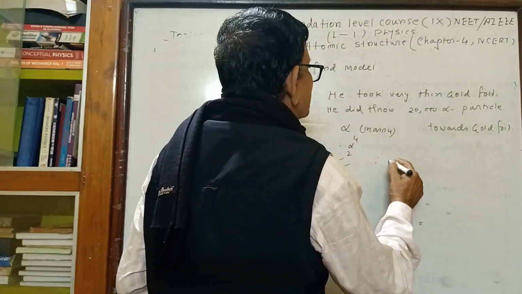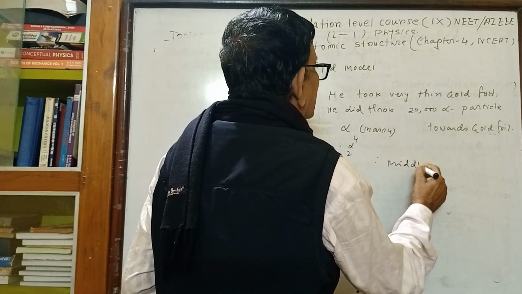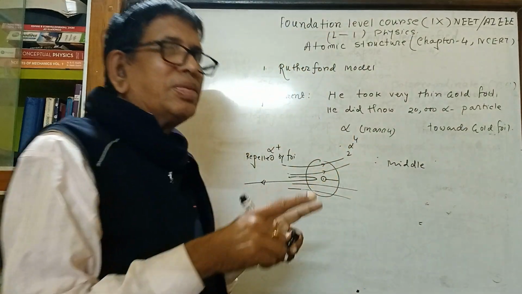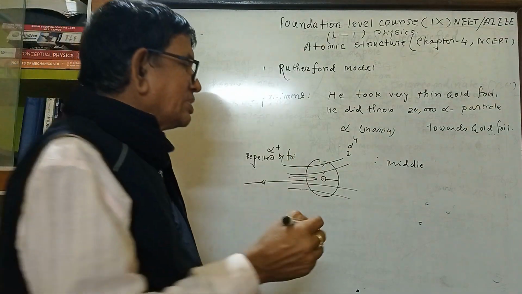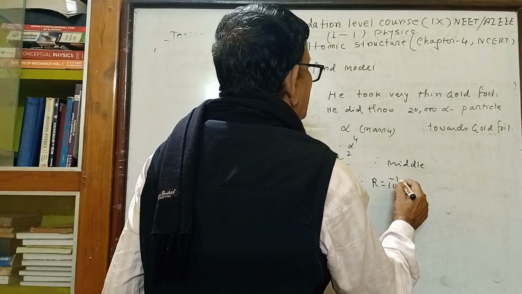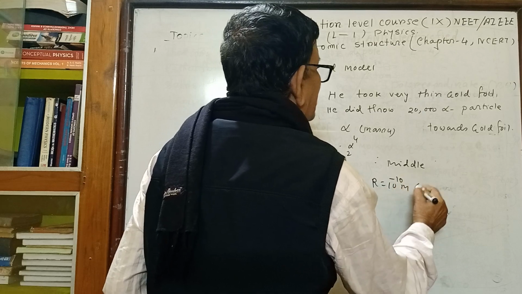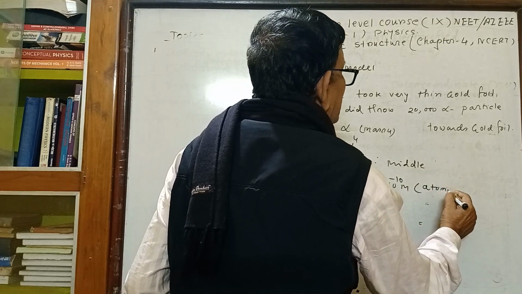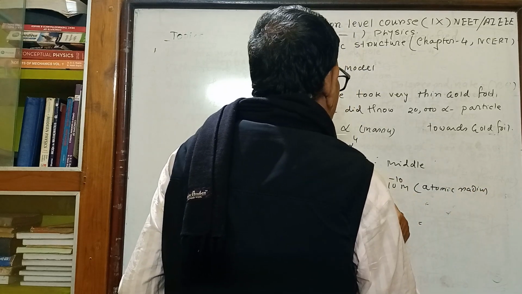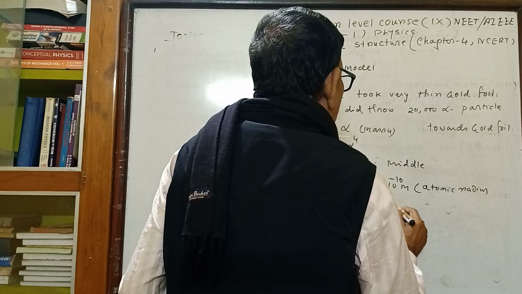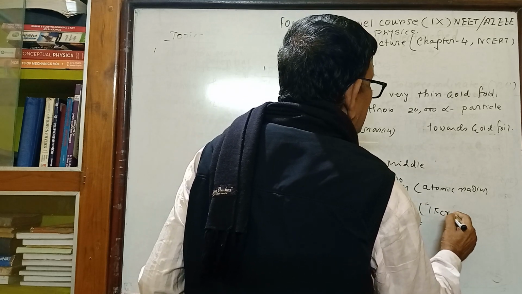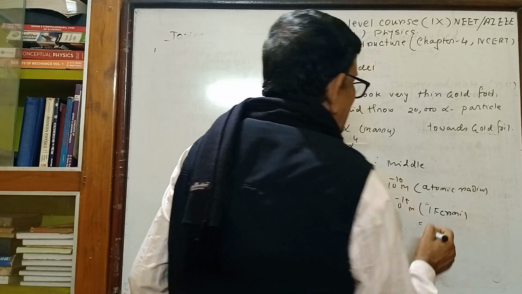That means the middle portion. The conclusion he drew: maximum portion empty, the atomic maximum portion empty. The atomic radius will be 10 to the power minus 10 meter, and 10 to the power minus 15 meter, 1 Fermi, is the radius of the nucleus.